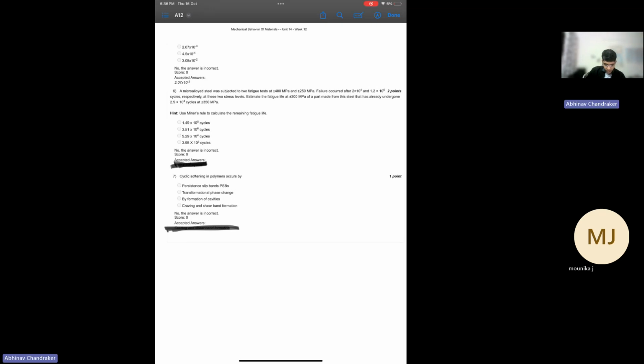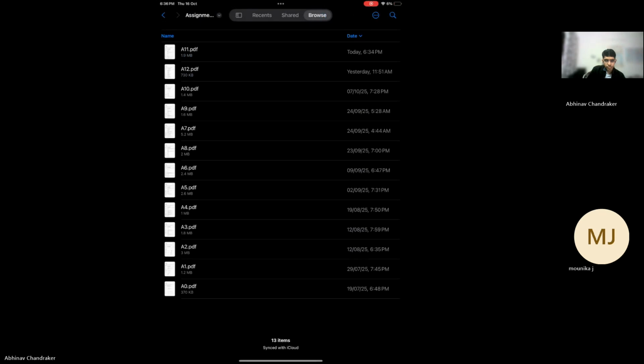Let's see how to approach this. We can utilize the Miner's rule to solve this, but we also need to know the total number of cycles to failure which will occur at each load. Only then can you use Miner's rule. You need the total number of cycles at each load to use Miner's rule.